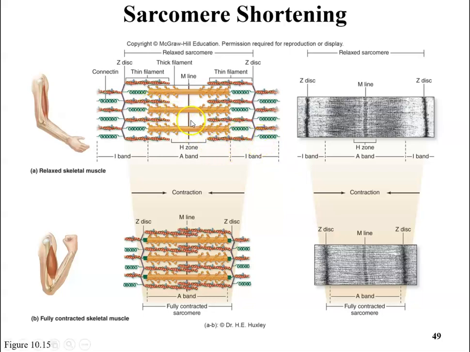You can see at rest the H zone here, where there's just thick filament. You can see here the H zone, just thick filaments in this area, and the M line, of course. You can see the I bands here that are just going to be primarily your thin filaments. What happens is when these thin filaments slide and are arranged in a stack in between the thick filaments, you lose that H zone and that I band. All right?